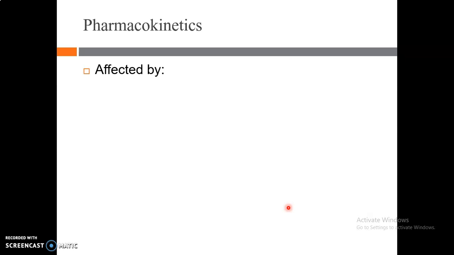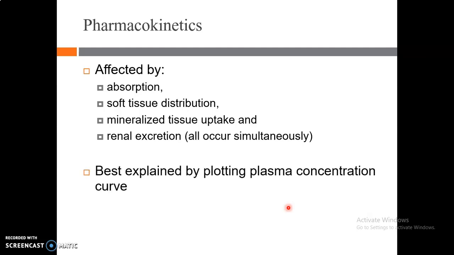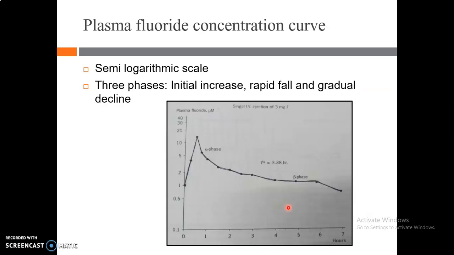The pharmacokinetics of fluoride is affected by absorption, soft tissue distribution, mineralized tissue uptake, and renal excretion. All these processes occur simultaneously. So the pharmacokinetics can be otherwise explained by plotting a plasma concentration curve that looks like this. This is a curve plotted on a semi-logarithmic scale which shows three phases. As soon as the fluoride is ingested, initially you can see an increase. This is known as the initial increase. Then you can see a rapid fall and then there is a gradual fall over time.